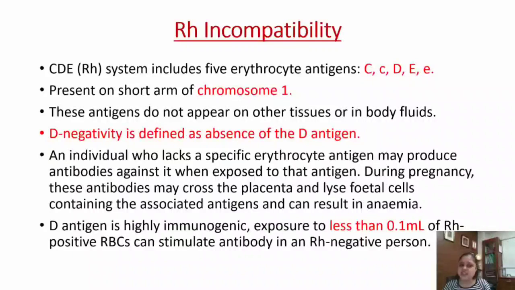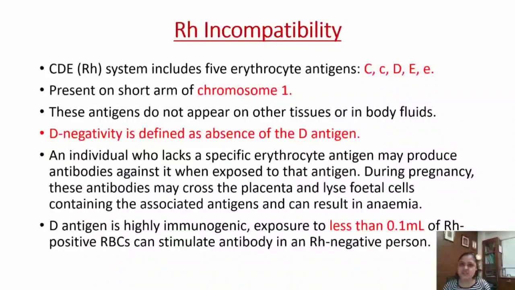What do we mean by D negativity? D negativity is defined as the absence of D antigen. It's very important that we understand this point because if an individual who is lacking a specific erythrocyte antigen may produce the antibodies against it when being exposed to that antigen. And this concept is being experienced during the Rh negative pregnancy, wherein the maternal antibodies with the Rh negative status can cross the placenta and colonize the fetal cells which contain the associated antigens and hence can result in the hemolytic disease of fetus and newborn.